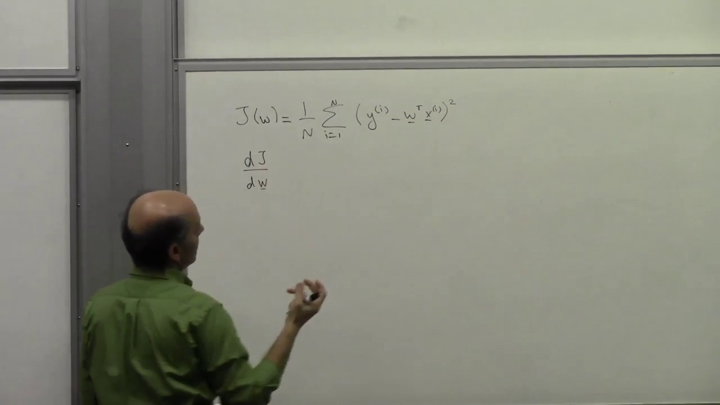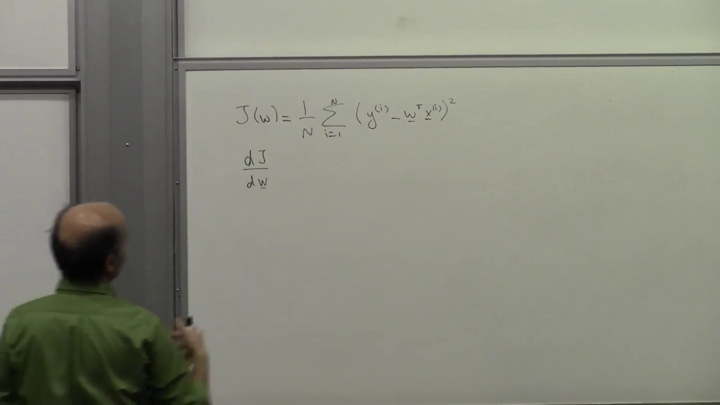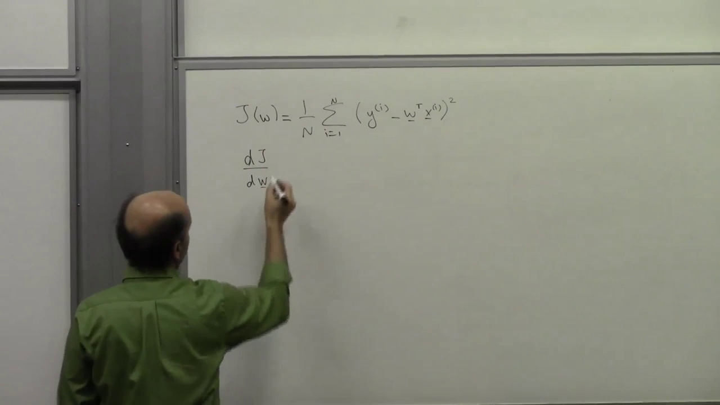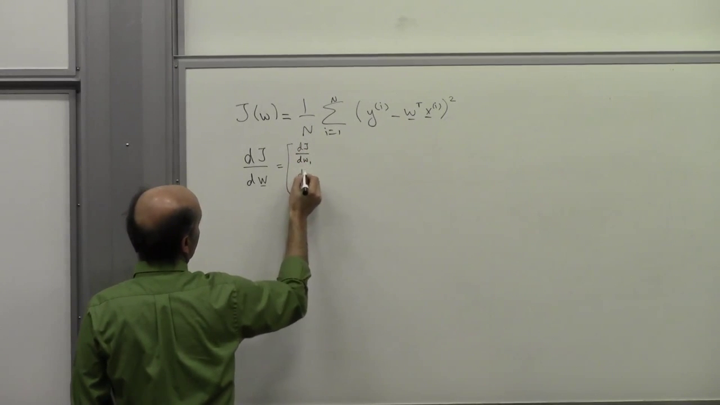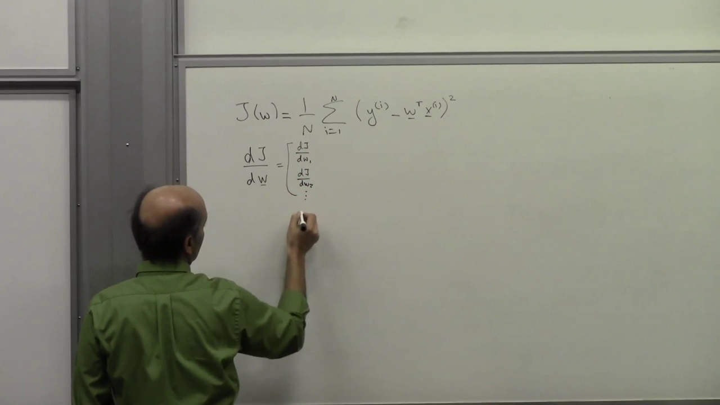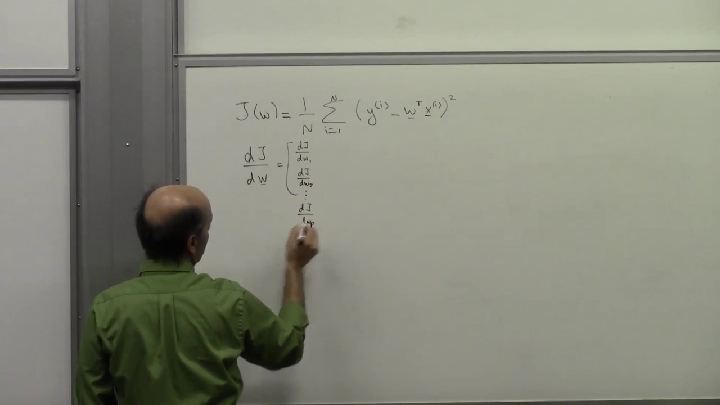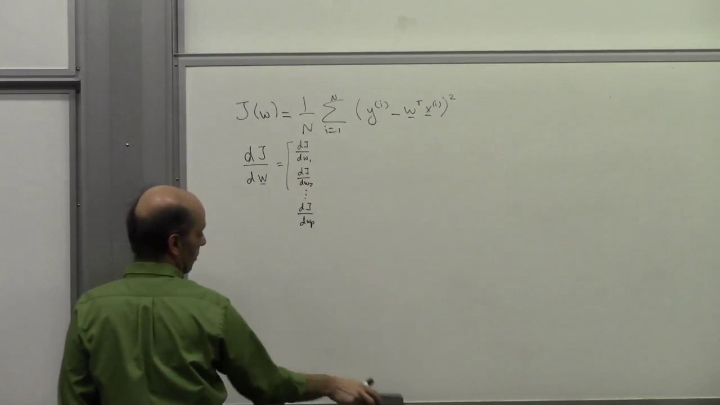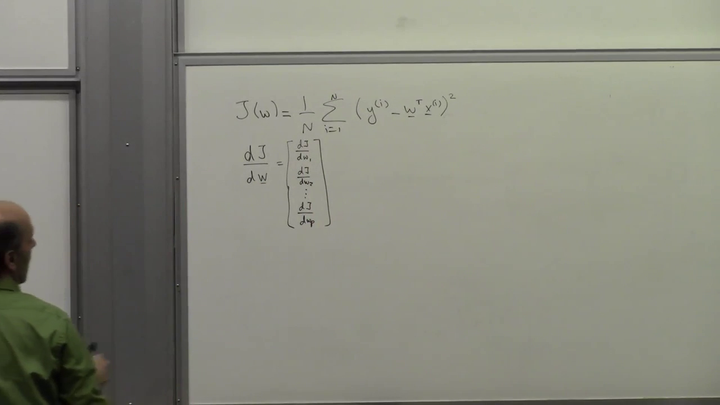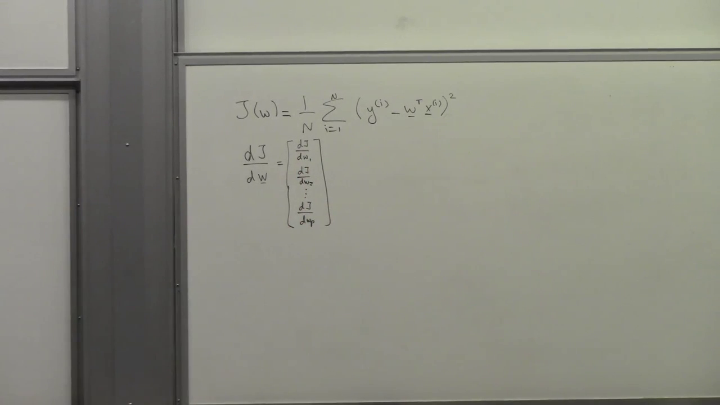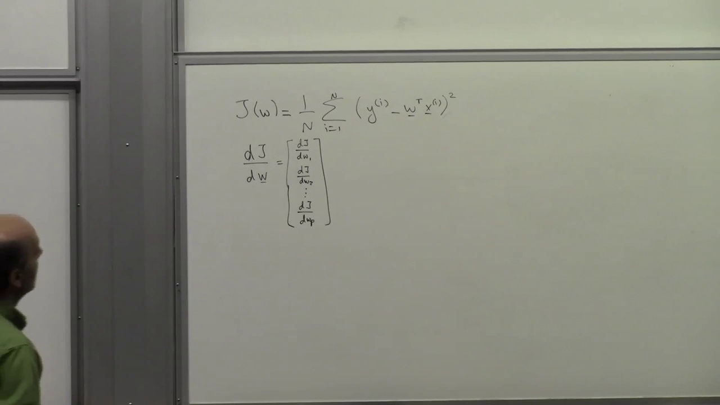So this function is just a number, just a scalar. When I say find the derivative of it with respect to w, what I'm saying is find dj dw1, dj dw2, up to dj dwp. If I have p weights in my model, when I say find the derivative of this function with respect to the vector w, I want you to give me a vector of size p. So I'm finding the derivative of a scalar function with respect to a vector, and I'm going to end up with a vector of size p, the size of w.